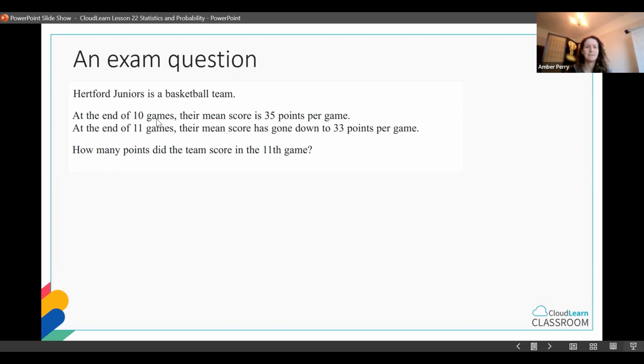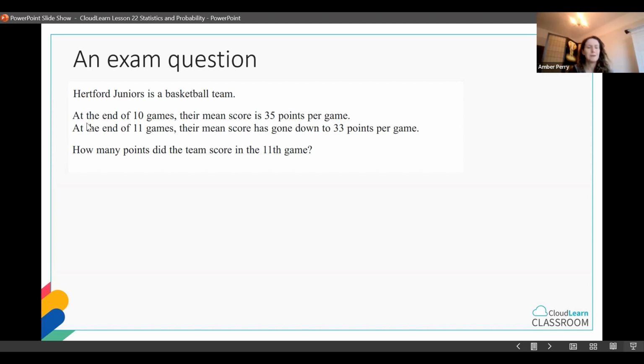So they've divided it by 10. So at the end of 10 games, their mean score is 35 points per game, okay? But at the end of 11 games, their mean score has gone down to 33 points per game. So we kind of know already that 11th game didn't go so well for them, okay? They've obviously not got as many points as they usually get because their mean has gone down. So we're expecting it to be a low number. But how are we going to find this number?